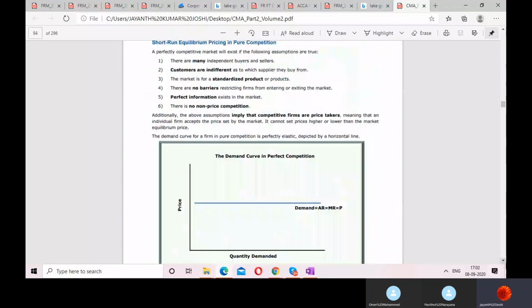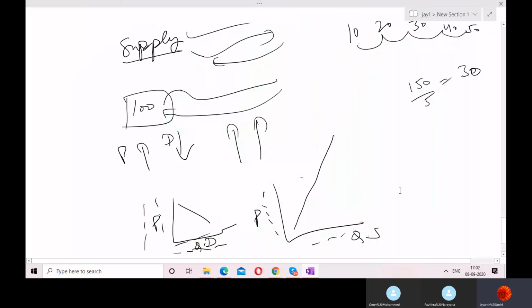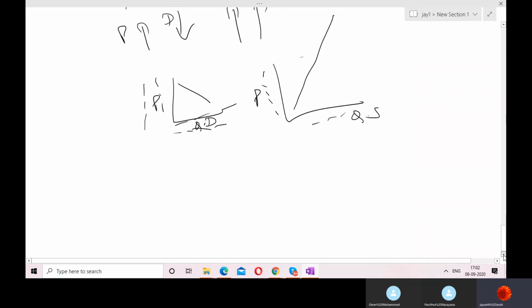Okay, so average revenue is equal to marginal revenue. So average is nothing but, I'll tell you the average. I'll just write it here, just a second. So suppose there are quantities 1, 2, 3, 4, 5. There are 5 quantities here. And the price for the quantity 1 is 10 rupees, quantity 2 is 20 rupees, quantity 3 is 30 rupees, quantity 4 is 40 rupees, quantity 5 is 50 rupees.